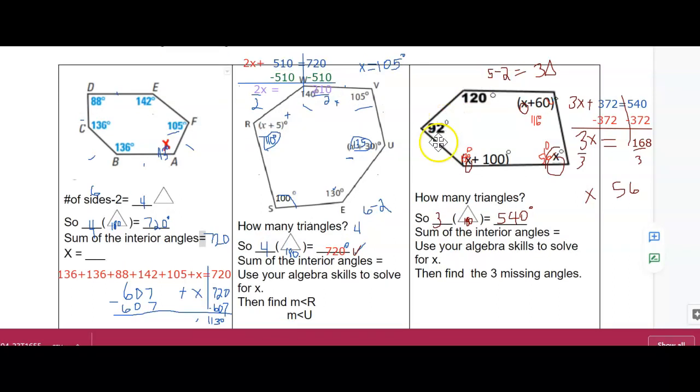So remember that to find the sum of all the interior angles, you count the number of sides minus 2, and that gives you how many triangles you have, and each triangle is 180, so you multiply by 180. So I did that here. 3 times 180 is 540. Then I added all these, and I found the missing part by using my algebra skills.